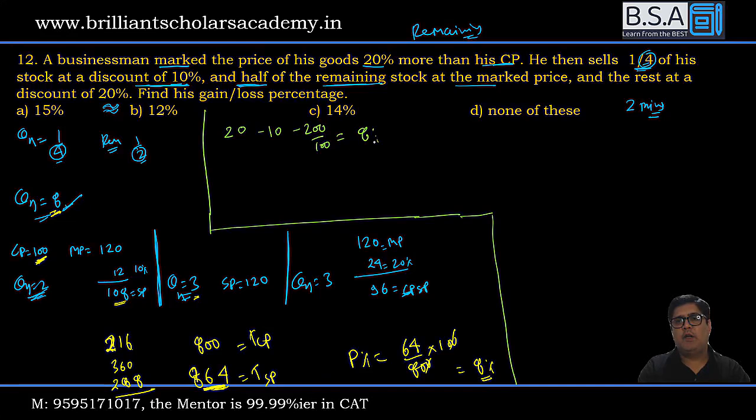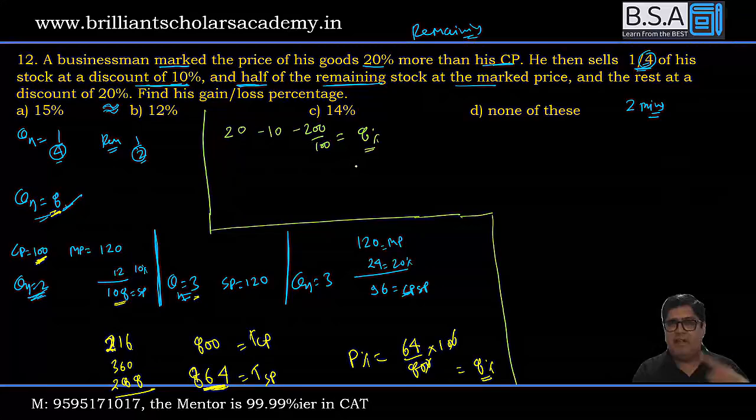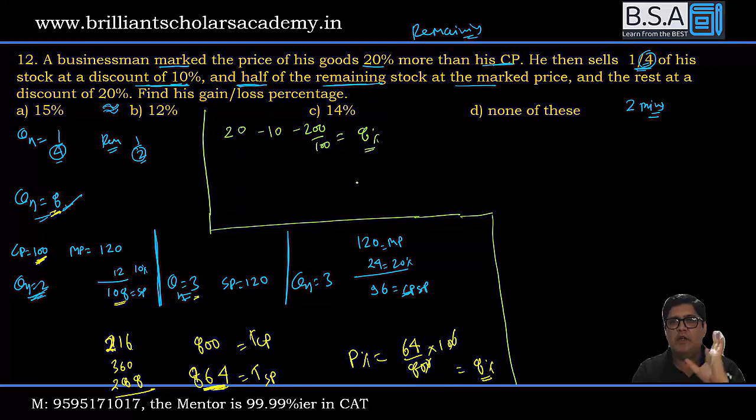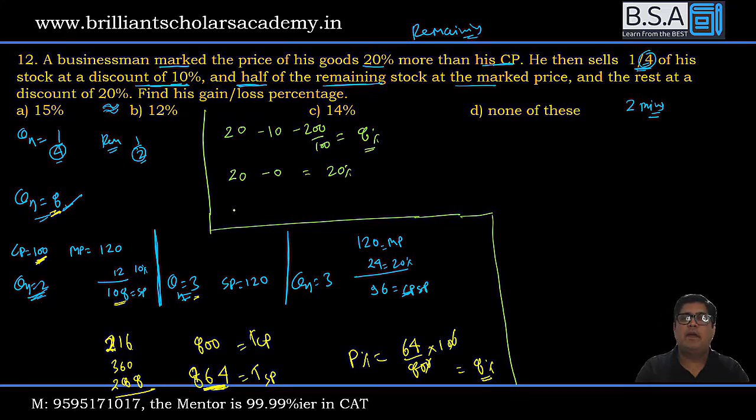So you are going to earn 8%. Whether you sell one product or two or three, you're going to earn 8%. In the second case, you increase 20%, you gave no discount. So 20% is the pure earning. In the third type, you increase the price by 20, gave a discount of 20. So you are going to lose 4%.